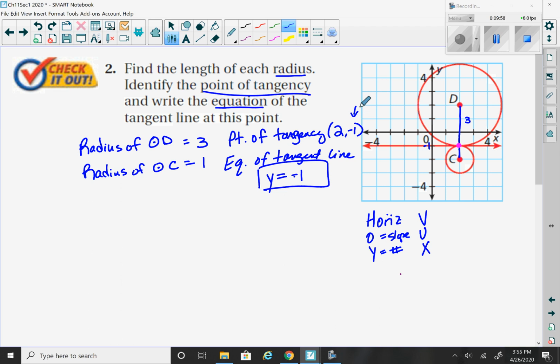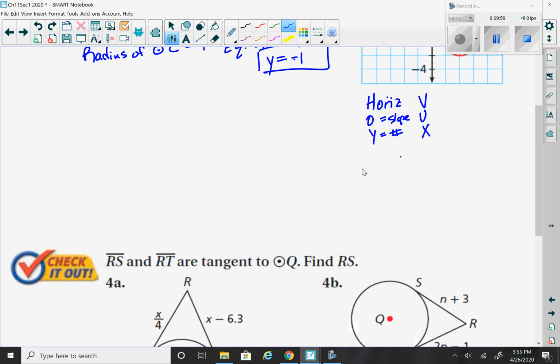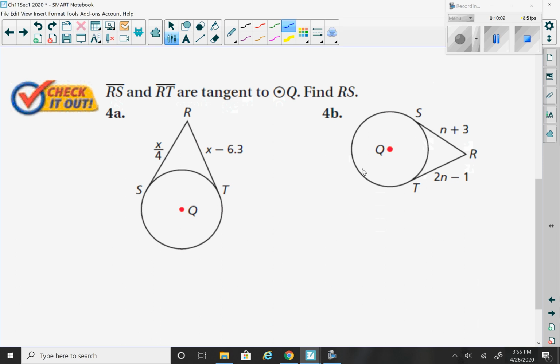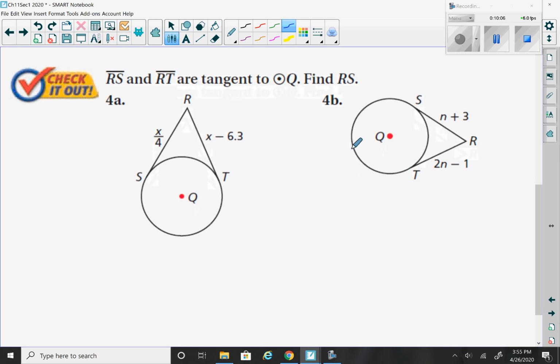Let's try another sample problem or practice problem. Again, this is another Check It Out from our packet. This is Check It Out 4. I remember that if the lines RS and RT are tangent to the circle, then they must be congruent to each other. So we can use that last theorem that we wrote down to help us solve for our x value. And then once we find x, we can use that to solve for RS.